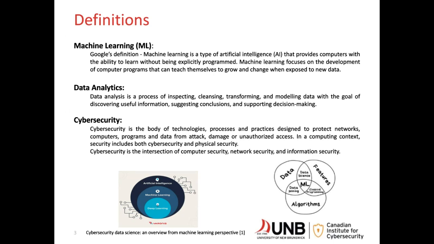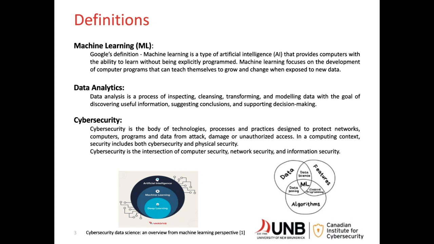Let's start with some definitions. What is machine learning? Regarding Google's definition, machine learning is a type of artificial intelligence that provides computers with the ability to learn without being explicitly programmed. Machine learning focuses on the development of computer programs that can teach themselves to grow and change when exposed to new data. What is data analysis? Data analysis is a process of inspecting, cleaning, transforming, and modeling data with the goal of discovering useful information, suggesting conclusions, and supporting decision making.